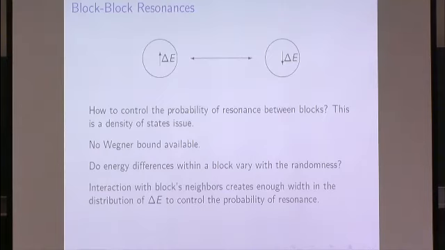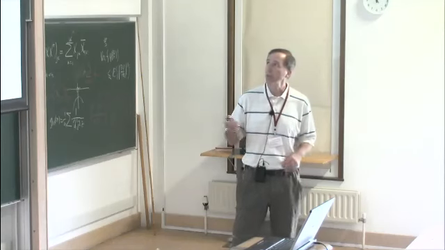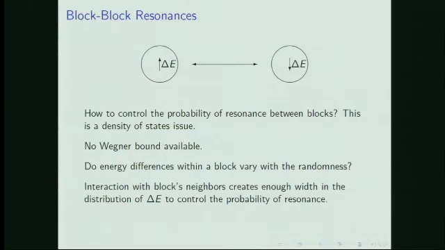If I have a block over here on this board and another block over here on this board, how do I know that the probability of a resonance between them is small? What you do is you use the neighbors of this region. We make sure these regions are sufficiently separated, and then the neighbors of this region are well understood because they're non-resonant, and they have a way of smoothing out the distribution of energies within this block.